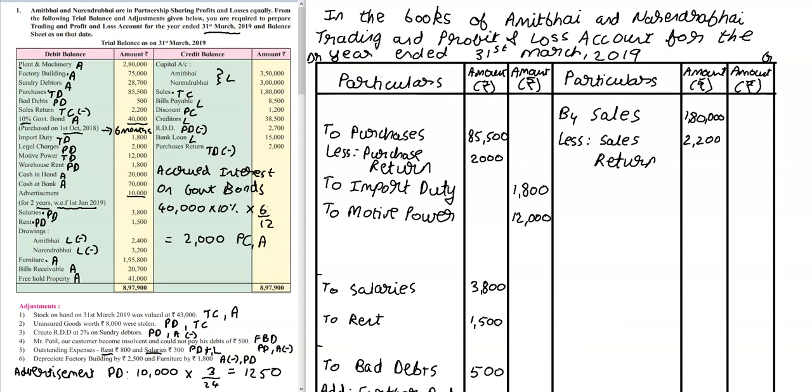It's time to begin looking at the adjustments. First adjustment, we have stock in hand on the 31st of March 2019, 43,000. That is what we call closing stock. So closing stock, and remember to write by. Right, so to and by is very important in the trading and P&L account. Balance sheet is a statement, so we can directly write the items. By closing stock, and the amount is 43,000 outside.